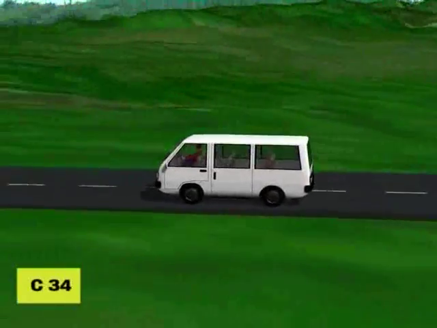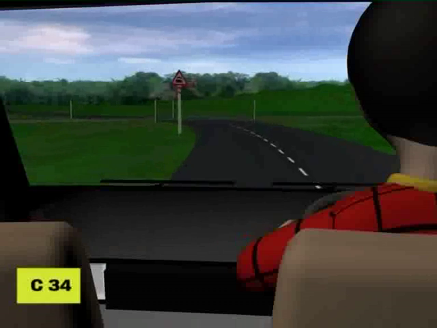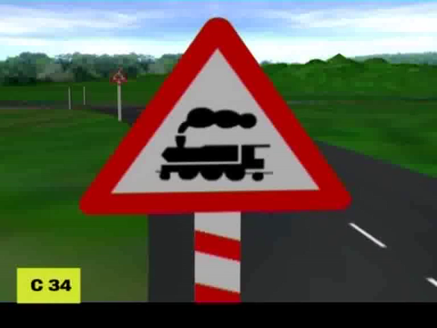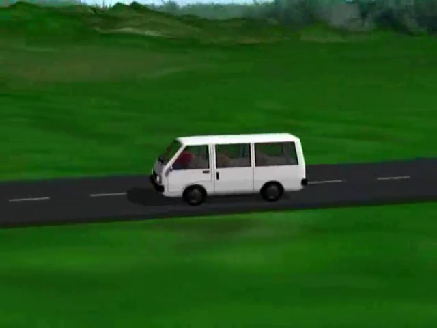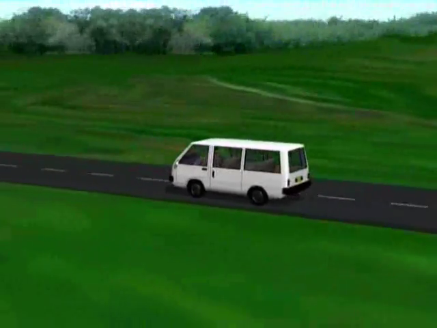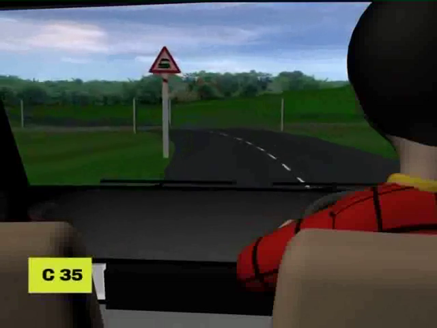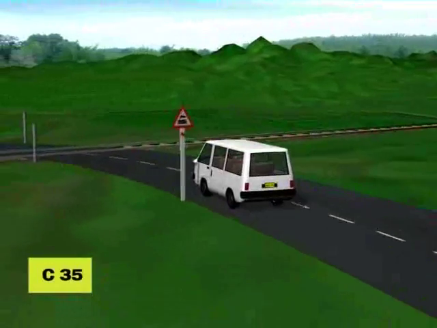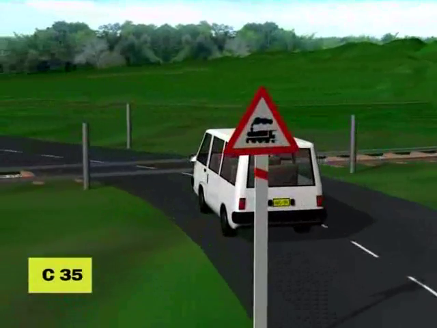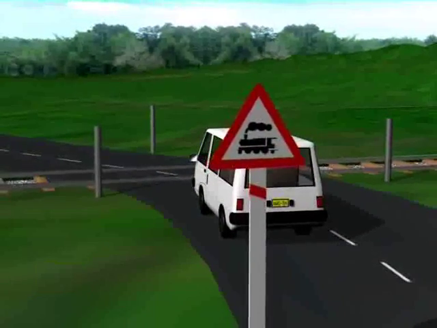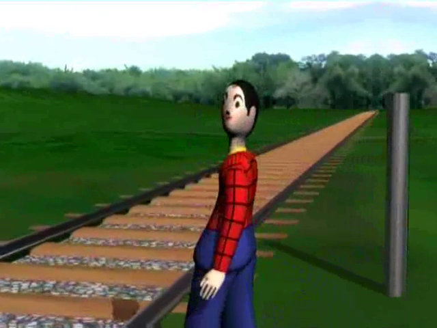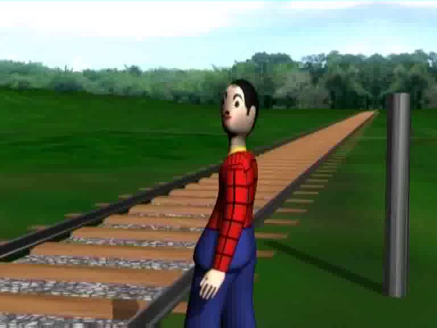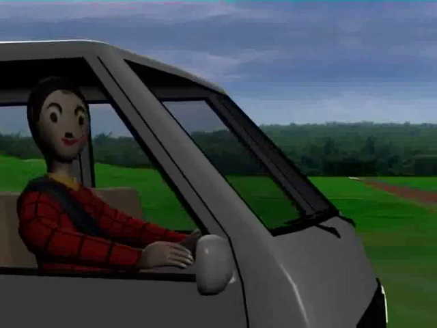C34 is the cautionary sign erected at a distance of 200 meters from an unguarded railway crossing. C35 cautions about the unguarded railway crossing still closer, at a distance of 50 to 100 meters. Stop your vehicle well before the crossing. Get down and proceed towards it to confirm that no train is approaching. Only then you can drive across the railway track.